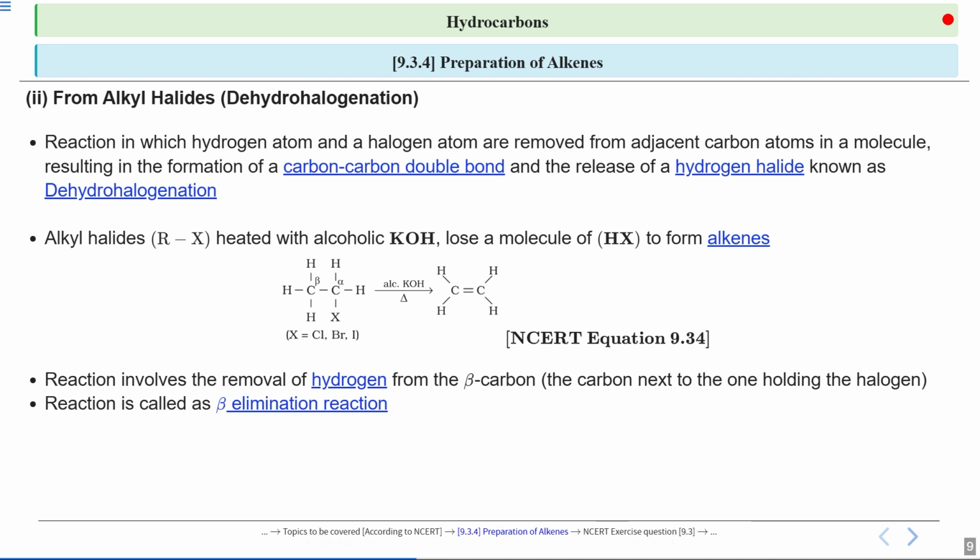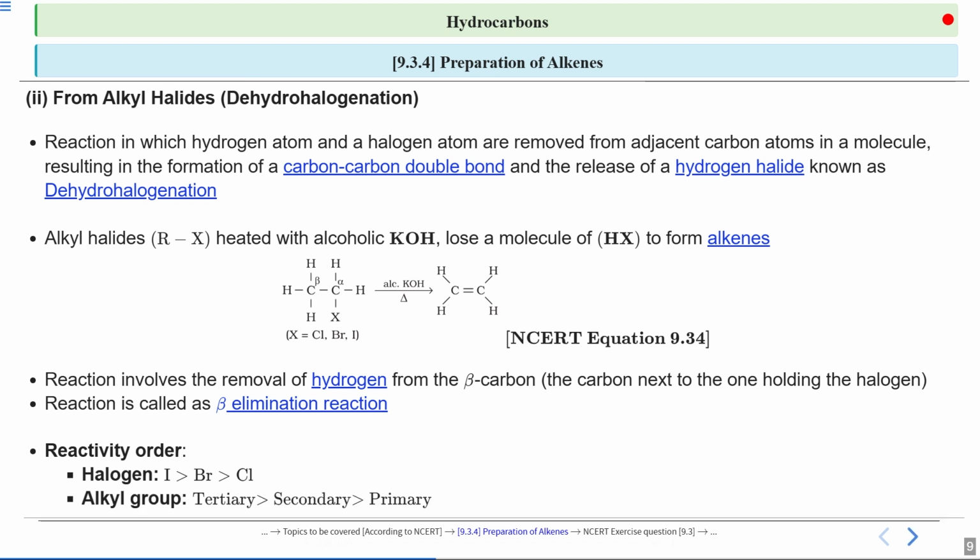Remember, it's a very important term here. We can also call it beta elimination reaction because the hydrogen is removed from that carbon which is adjacent to the carbon containing halogen. Got it? Now, what is the reactivity order? It is seen that halogens are less reactive as we increase the electronegativity. So, iodine is the most reactive one. So basically, if your alkyl halide contains iodine as the halogen, then it is the most reactive. Then comes your bromine, and lastly comes your chlorine.